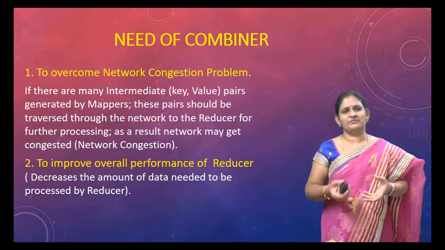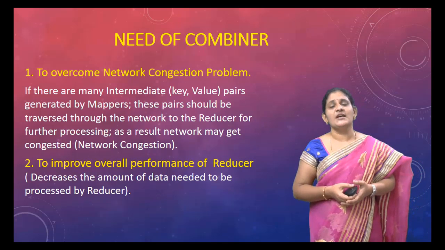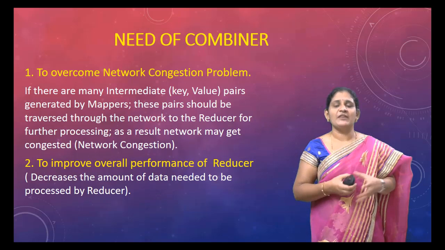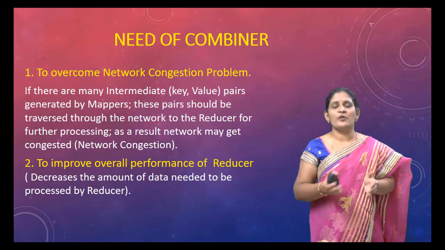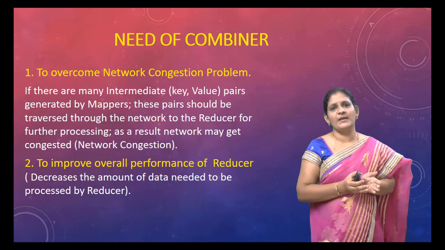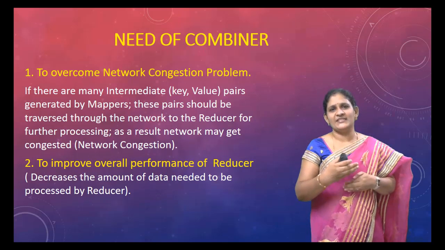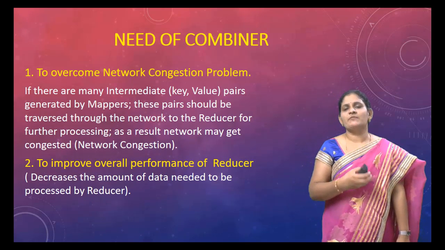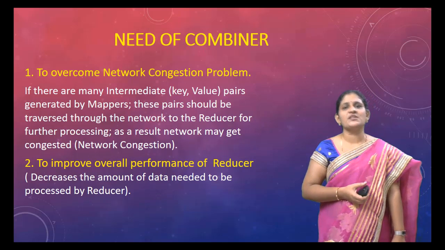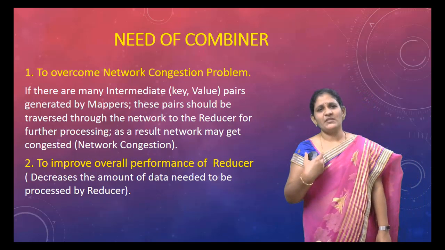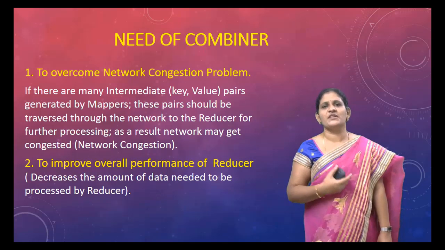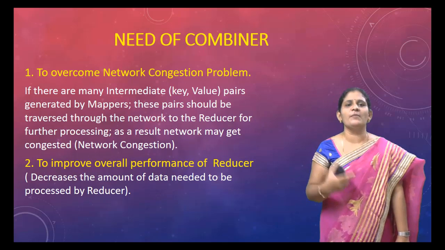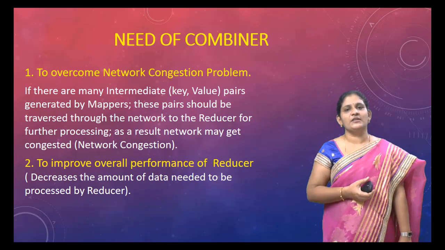The second one is, it obviously improves the performance of the reducer. See, the reducer in this case needs to process 1 million key value pairs, isn't it? But if I use the combiner in between, the combiner will process the intermediate key value pairs and generate only a smaller amount of intermediate key value pairs that will be given as input to the reducer class. So overall performance of the reducer can also be increased if I use the combiner class. So these are the two usages of the combiner. I mean, we are using the combiner in order to overcome the network congestion problem and also to improve the performance of the reducer.